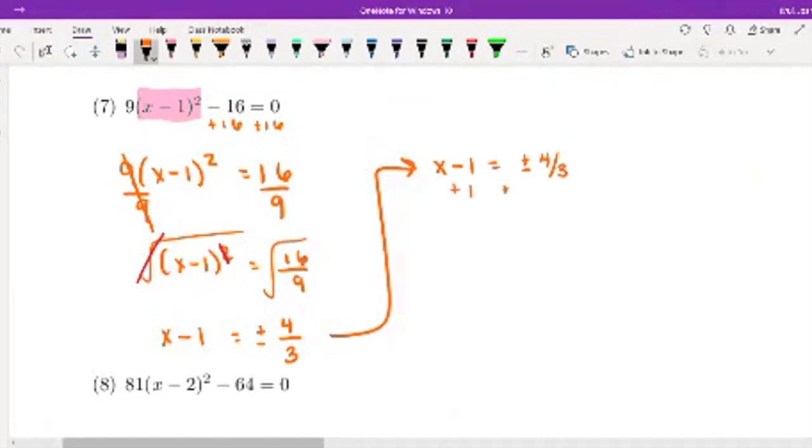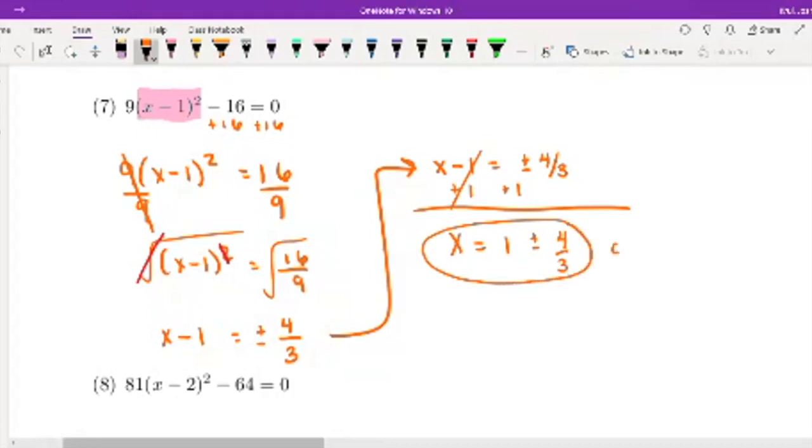But you still have to get the x alone by adding 1 to both sides. So x is 1 plus or minus 4 over 3. And I'm just going to say you can leave it like this, but it's not the only way you can write it. You can also say x is equal to 3 plus or minus 4 over 3.